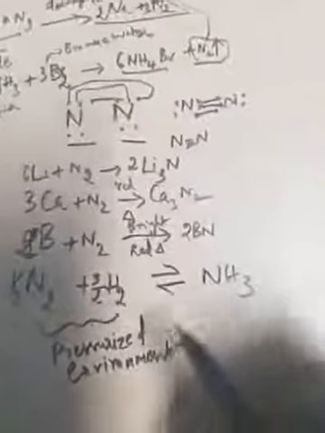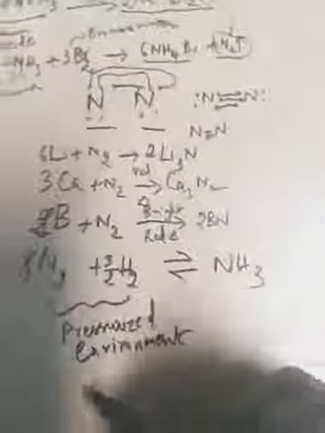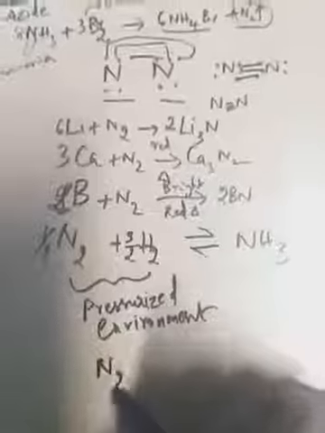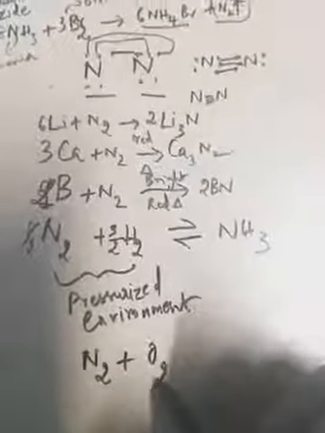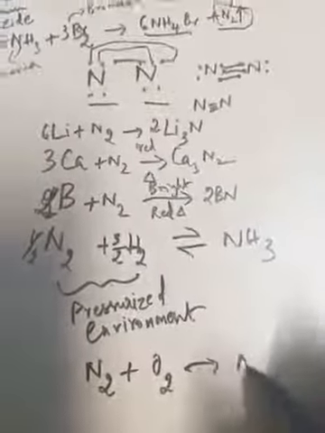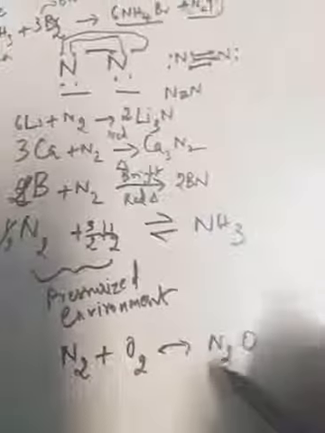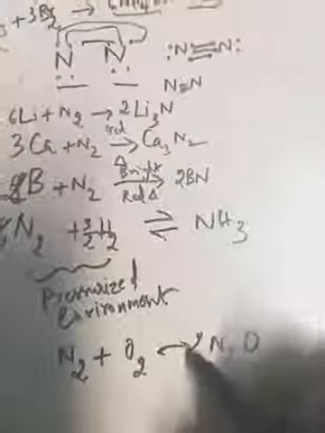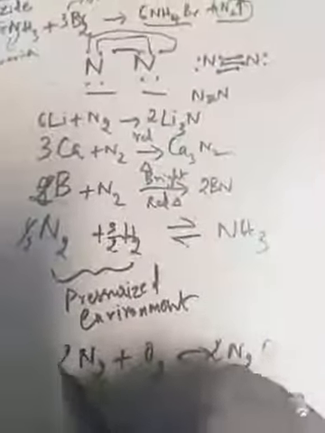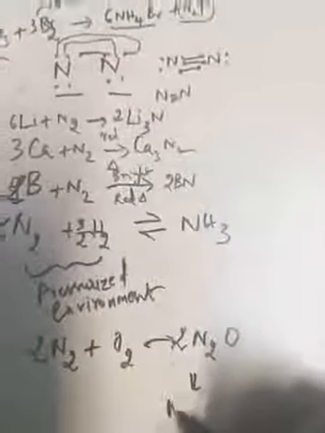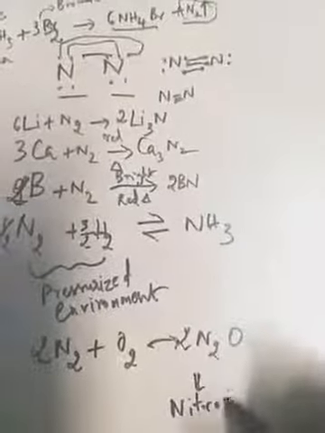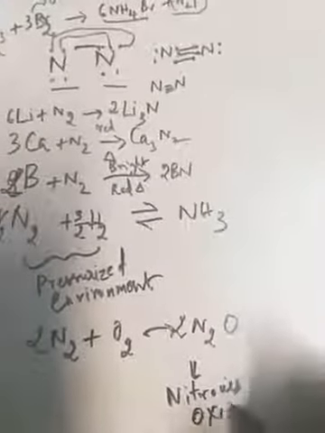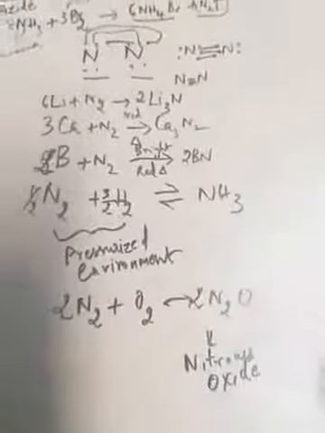What will happen when nitrogen is mixed with oxygen? It will produce nitrous oxide. Nitrous oxide is often called laughing gas. It will make you laugh. To balance the equation, nitrous oxide. So these are some of the chemical properties of nitrogen and the various reactions it does.